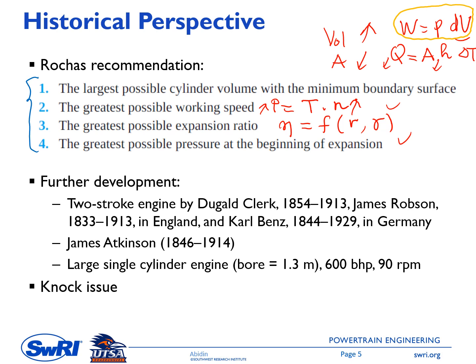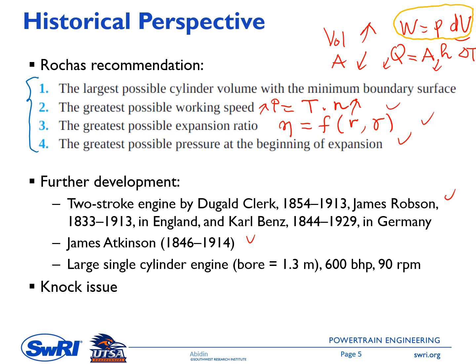From there was a further development of the engine, and then there was a two-stroke engine proposed by Dugald Clerk, as well as by James Robson. And then there is another finding by Mr. James Atkinson. They invented the Atkinson cycle. In this case, we expand the engine as much as we can to get a higher engine power.